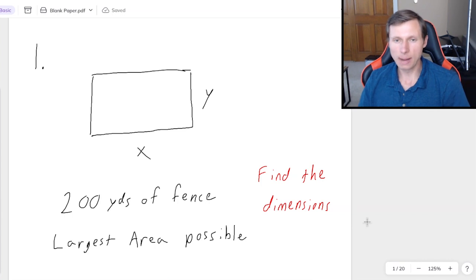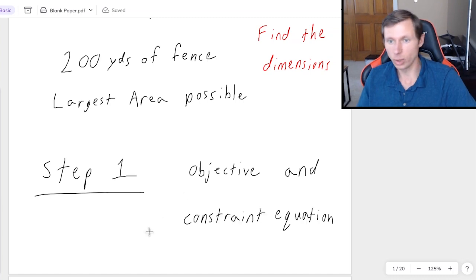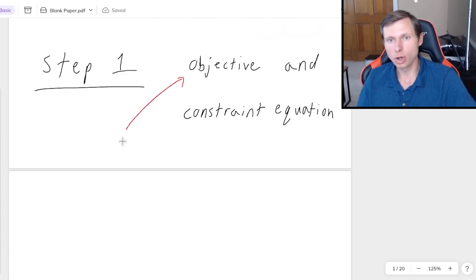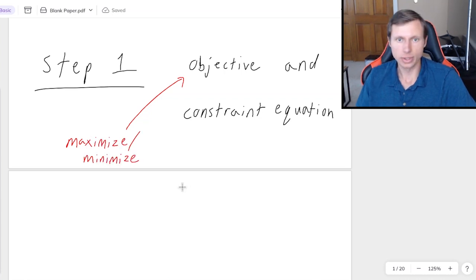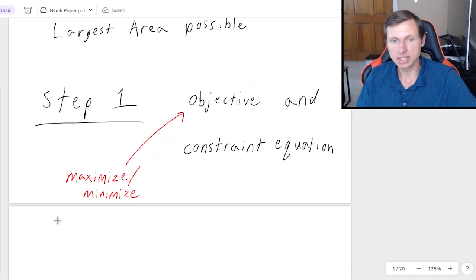So this is what all optimization problems look like, more or less. This happens to be the most famous and easiest example. So here's how we're going to do it. Step 1, and I recommend writing all these steps as I write them. We're going to need an objective and a constraint equation. The objective is always the thing we want to maximize or minimize. So in this case, it specifically says we want to find the largest area possible. That means our area of a rectangle is going to be our objective equation.